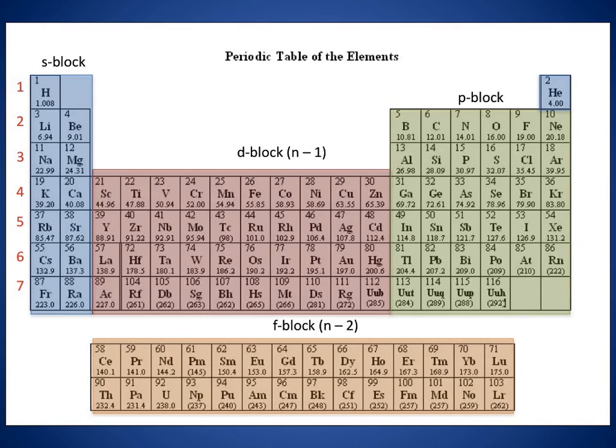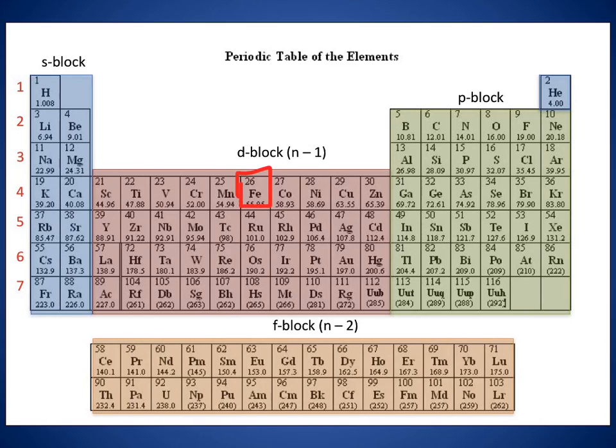So what I'm going to do here is pick an element and show you how you can use this information. The element I am going to do is iron. Let me get a different color here. There we go. So here is iron on the periodic table. It's atomic number 26.